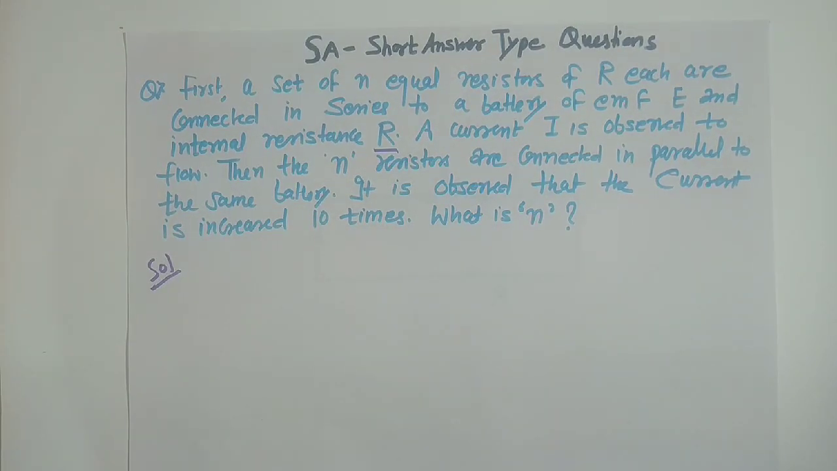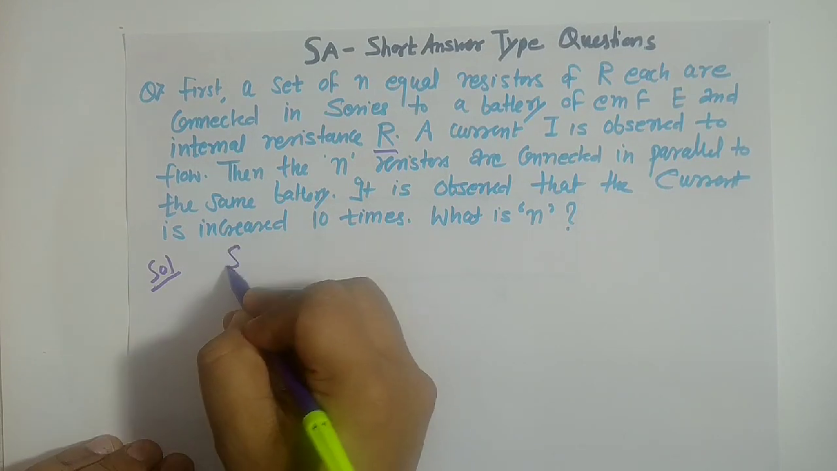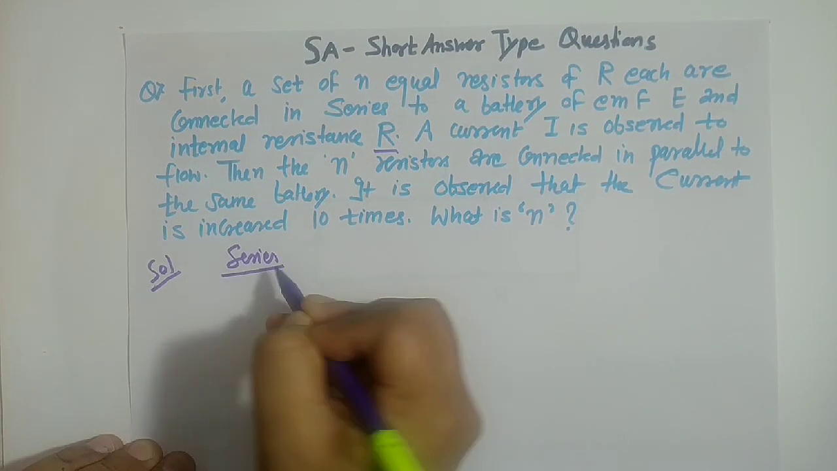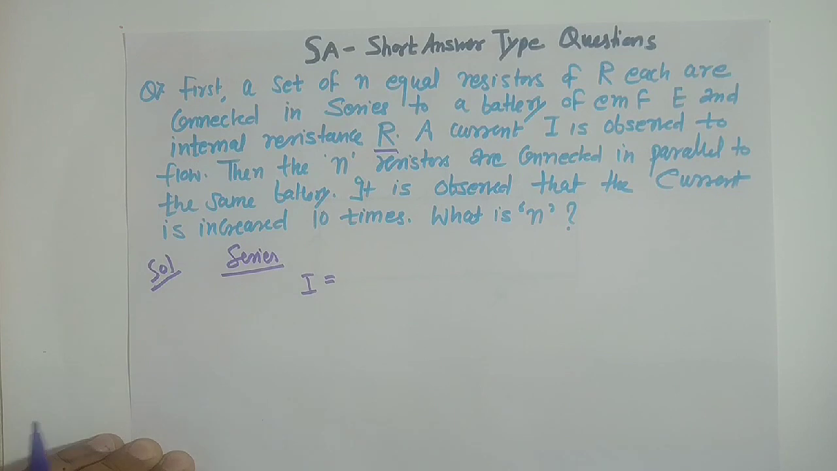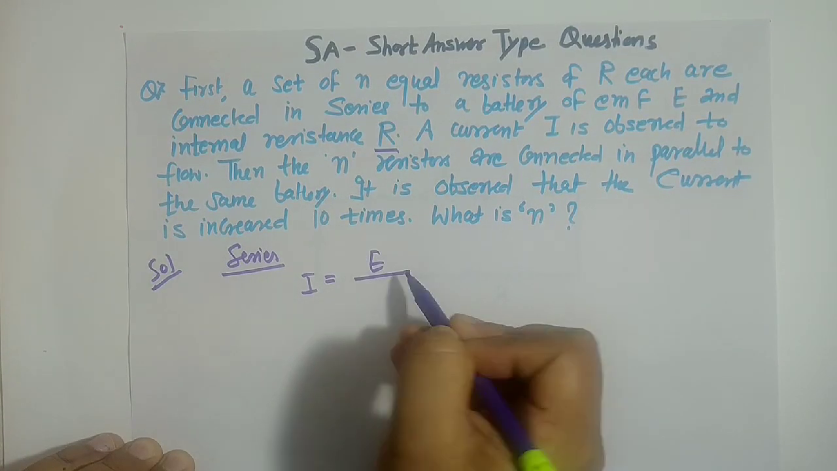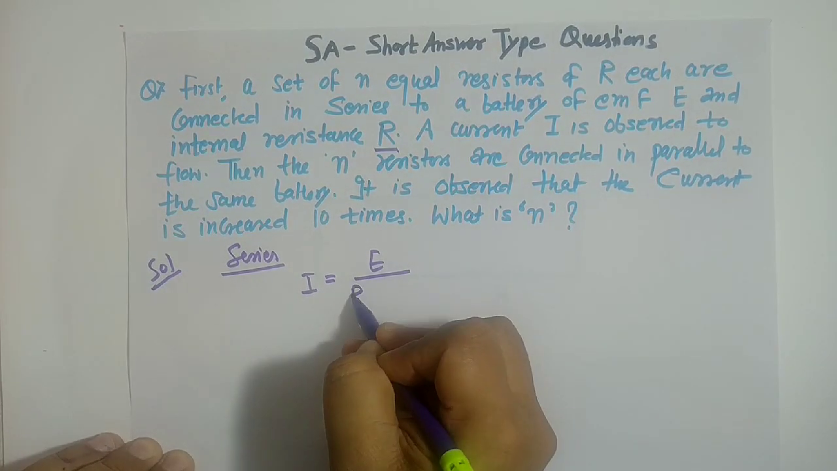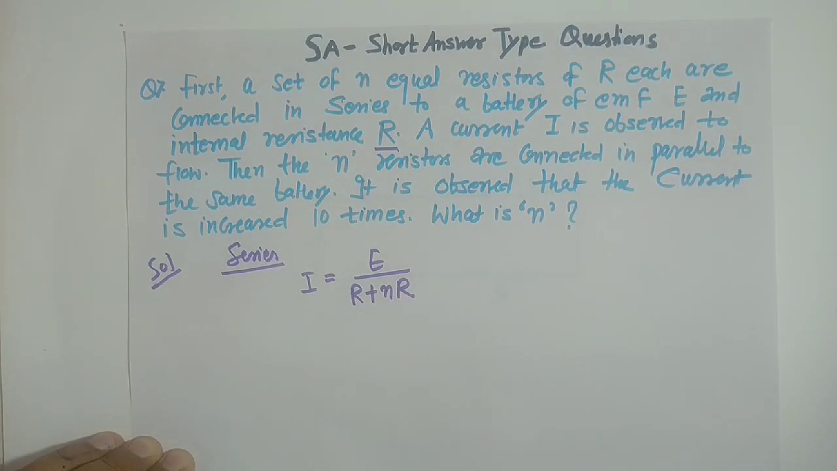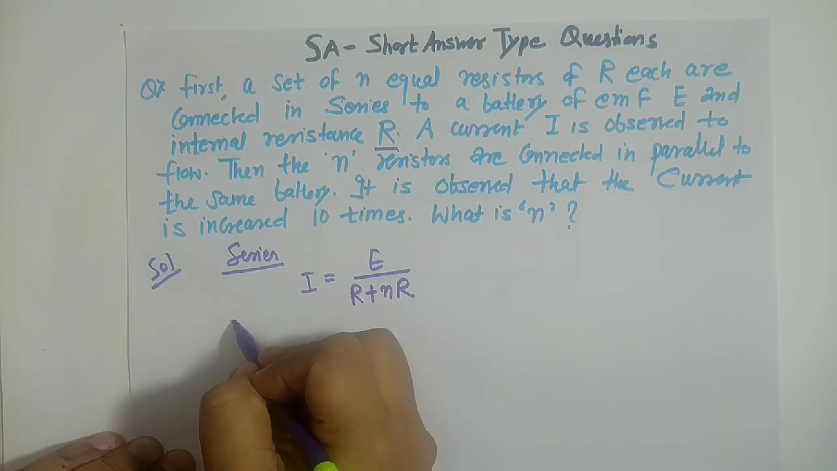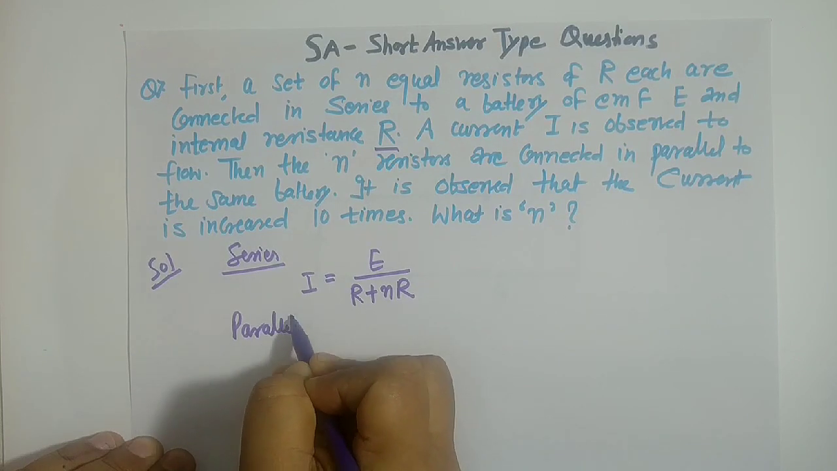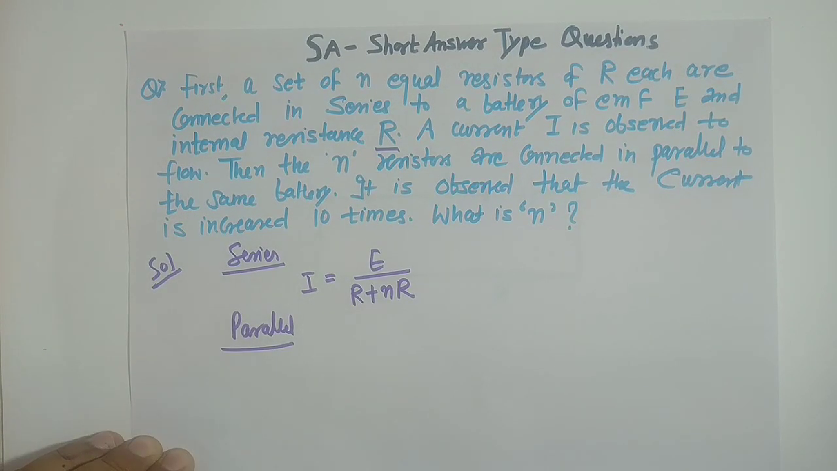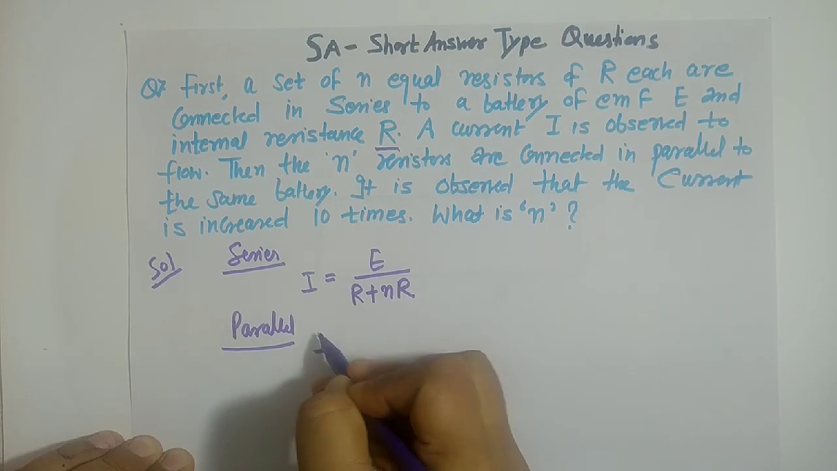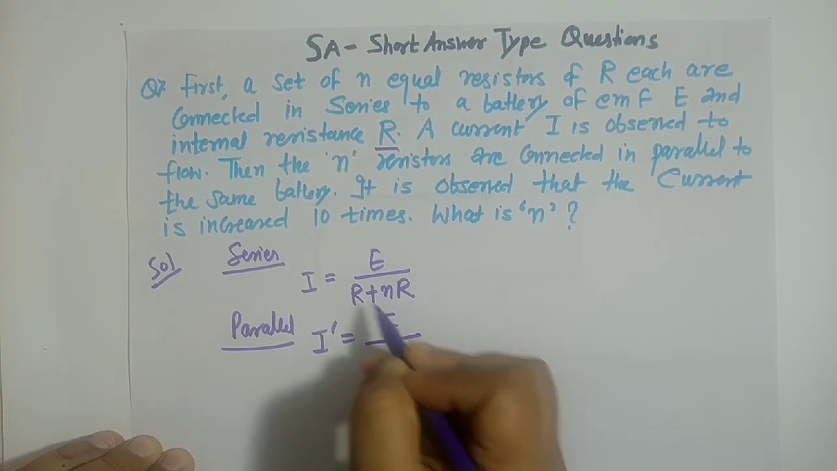I think all of you know, when it is in series, what will be the current? Current is, remember, EMF upon net resistance. Net resistance will be R plus nR, since this is in series. And then if they are in parallel, the current we can consider is I dash, and it will be E by R.